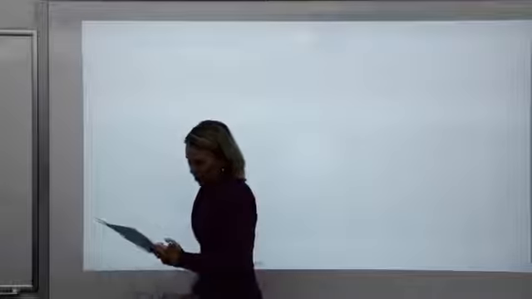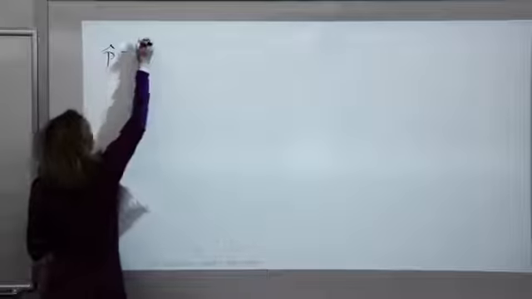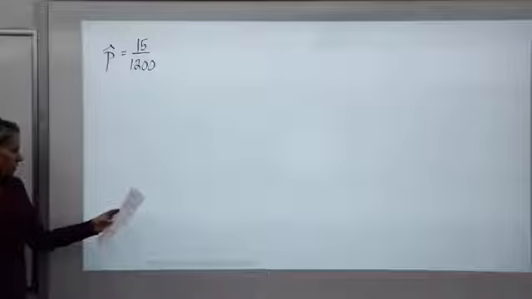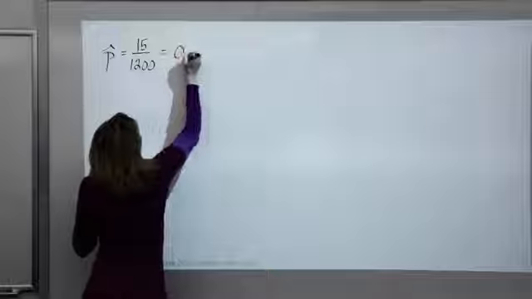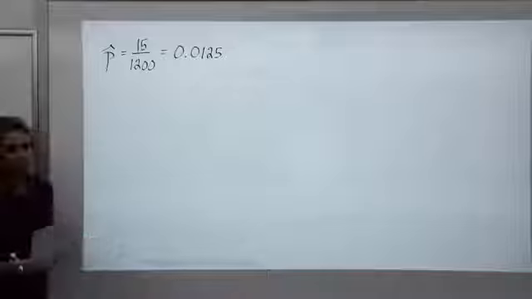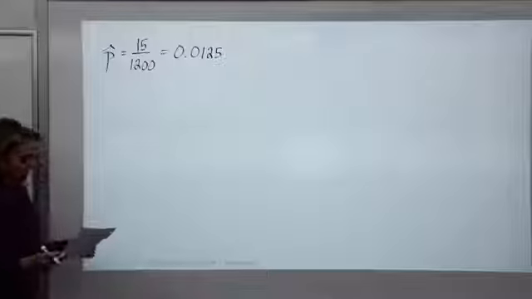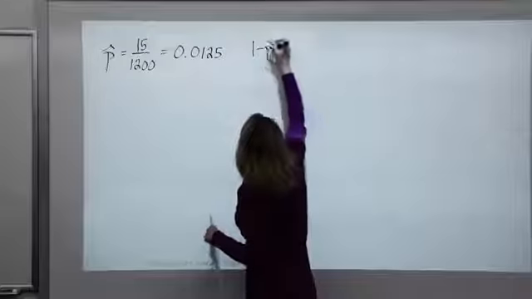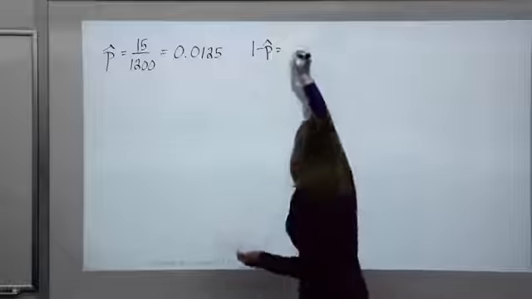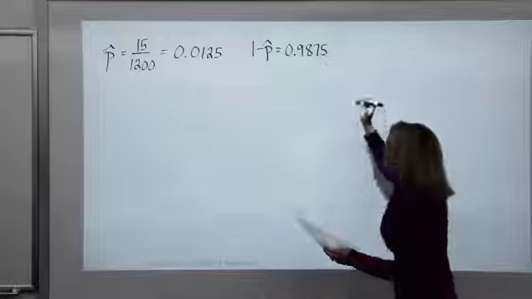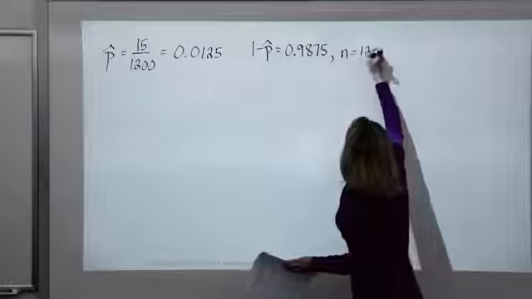So if we note from the problem, the sample proportion. In our sample, there were 15 compulsive gamblers out of our sample of 1,200. This ends up being 0.0125 or about 1.25%. In our formula for confidence interval, we'll also include the percentage that are not compulsive gamblers, 1 minus that. So we'll write that down just so we have it handy here. Our sample size was 1,200.